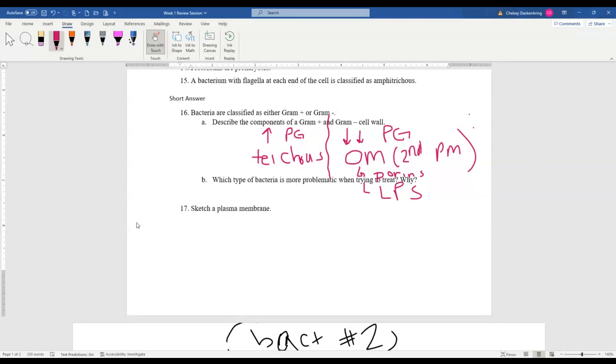All right, y'all. So real quick, sketching a plasma membrane, there's a picture in your notes, but what I really wanted this question to do is remind you of what a phospholipid bilayer looks like. Okay, so there's one phospholipid. It's a bilayer, which means there's two. And they're arranged like this.